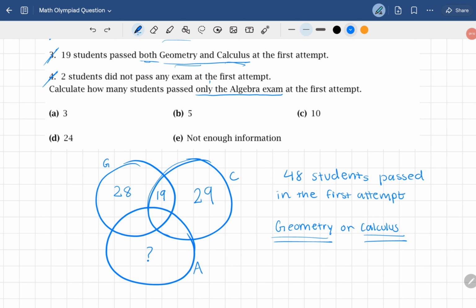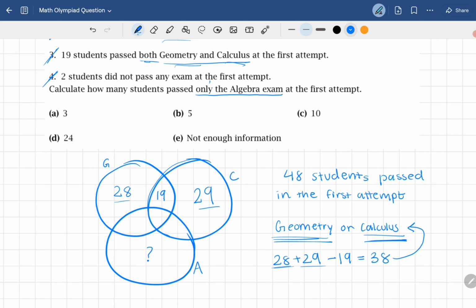So if we want to find how many individuals passed either geometry or calculus, we can simply add these two together, 28 plus 29. However, when we add these two together, we're essentially overcounting, because this already includes individuals who passed both tests. So we're overcounting 19 individuals who passed both tests. So we have to subtract 19 to compensate for that, and then you get 38. So 38 individuals passed the geometry or the calculus test.